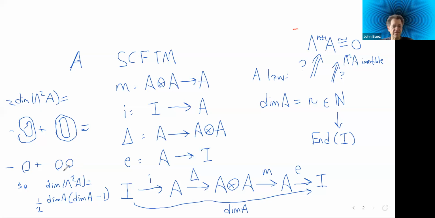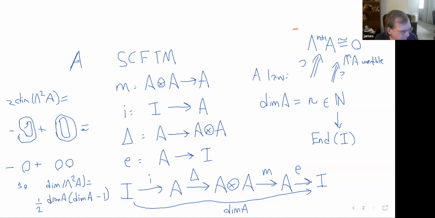minus the dimension of A. So factoring it out, the dimension of lambda squared of A is 1/2 the dimension of A times the dimension of A minus 1. We get these triangular number kind of things showing up, or whatever you call it.